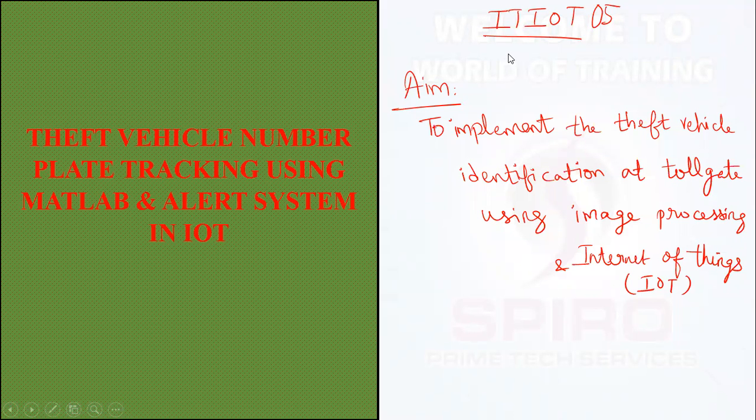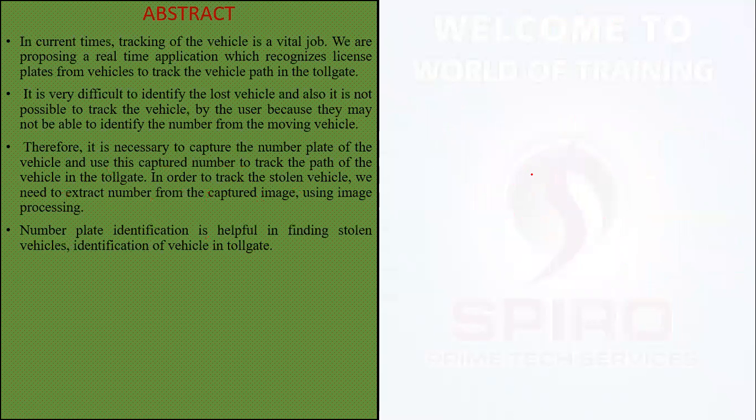Project code is ITIOT05. Project title is Theft Vehicle Number Plate Tracking using MATLAB and Alert System in IoT. The aim of our project is to implement theft vehicle identification at toll gate using image processing and IoT, that is Internet of Things. So next is abstract.